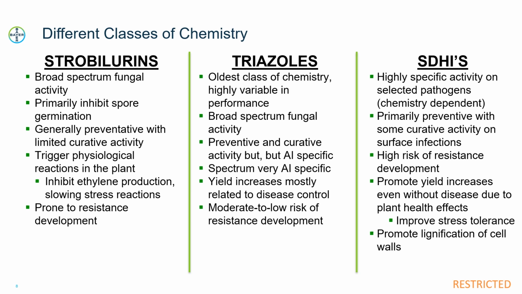And then the third, most recent addition into our brands, specific to Bayer, are the SDHIs. These are highly specific to certain selective pathogens, very chemistry dependent from one SDHI to another. They are primarily preventative as well, with limited to some curative activity on the surface of infections. They, like the strobilurins, have a high propensity for resistance to develop to them, and most of their yield increases come from either disease or overall plant health processes within the plant.